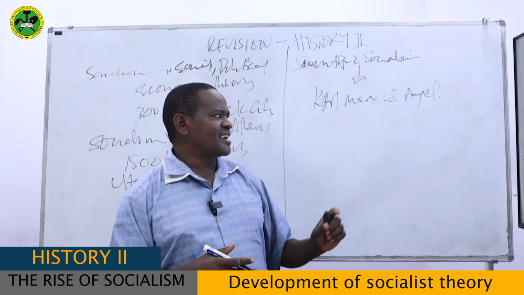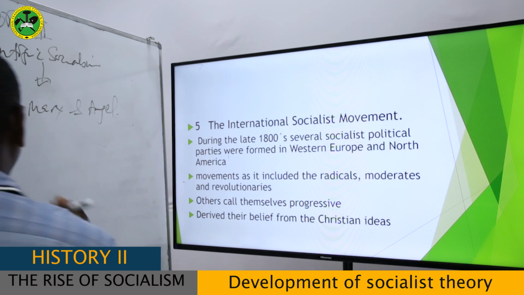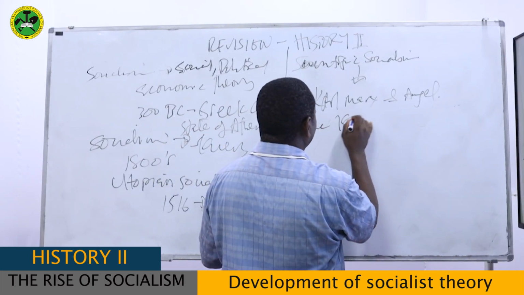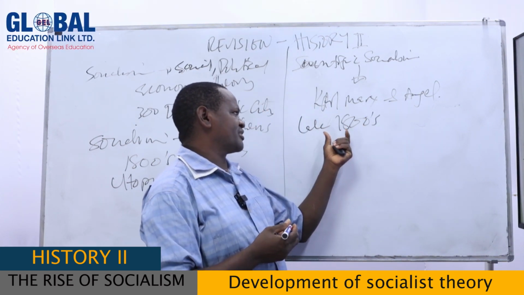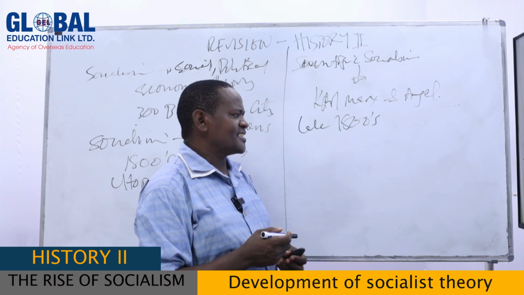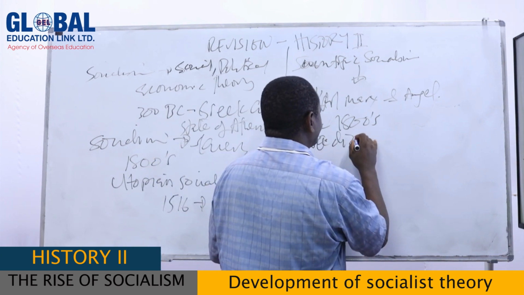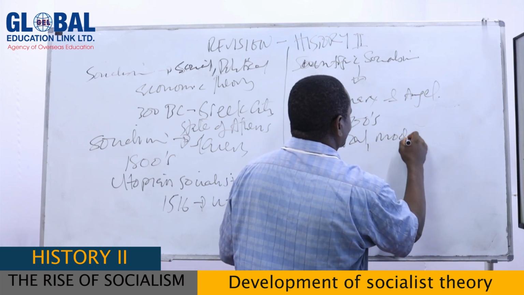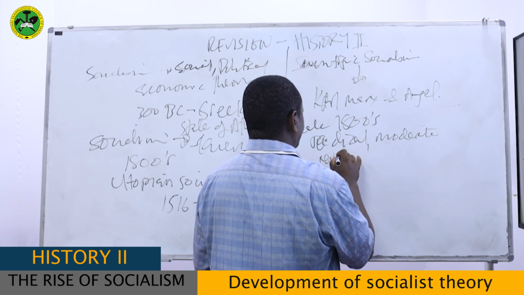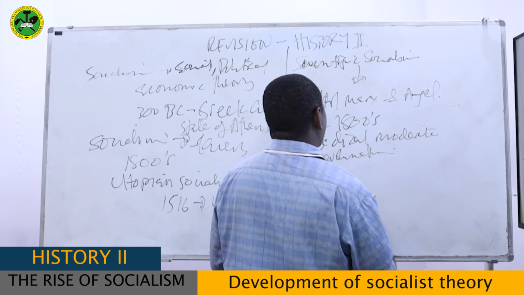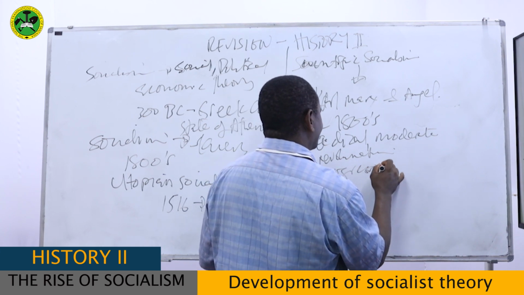That is number 4. Number 5 is the international socialist movement. During the late 1800s, a lot of socialist movements were formed, and we can call them the international socialist movement. These were people who ranged from radical socialists, moderate socialists, and also revolutionaries. Of course, they were using different names. Others will call themselves progressive.